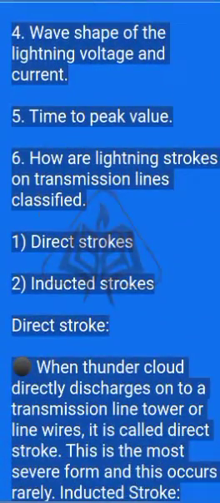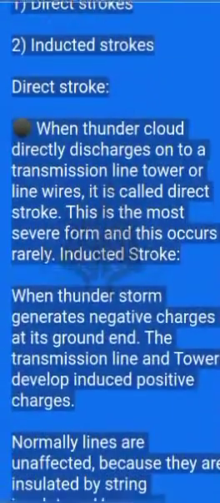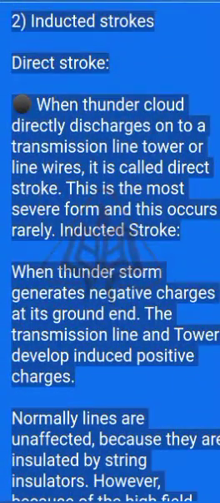6. How are lightning strokes on transmission lines classified? 1. Direct strokes. 2. Induced strokes. Direct stroke: when a thundercloud directly discharges onto a transmission line tower or line wires, it is called a direct stroke. This is the most severe form and it occurs rarely.